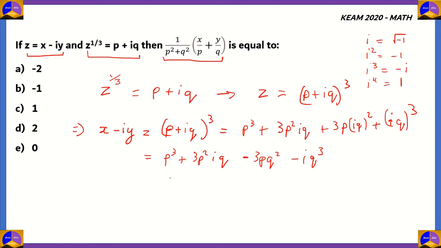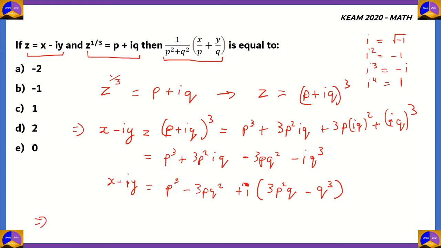So now we can differentiate both of these into real and imaginary terms. So p cubed minus 3pq squared are the real terms here, and the imaginary terms, the ones with the i, are 3p squared q minus q cubed. So x minus iy equals p cubed minus 3pq squared plus i times 3p squared q minus q cubed.